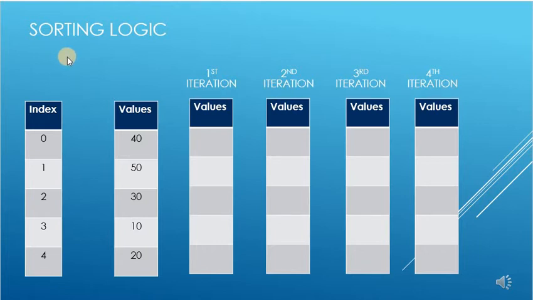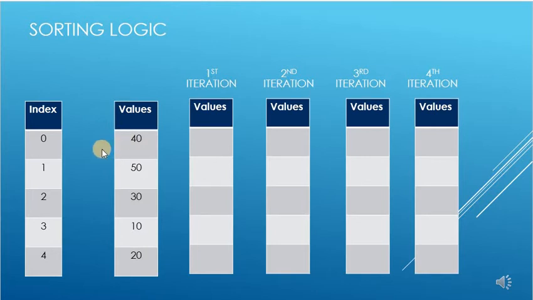Say for example, here we are having a list of 5 elements. I have taken sample values as 14, 50, 30, 10 and 20 in the index numbers 0, 1, 2, 3 and 4 respectively. So at present in this example we are having a list of 5 values.